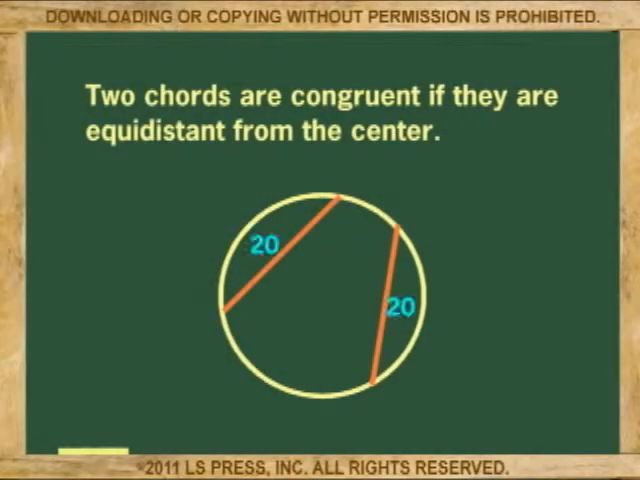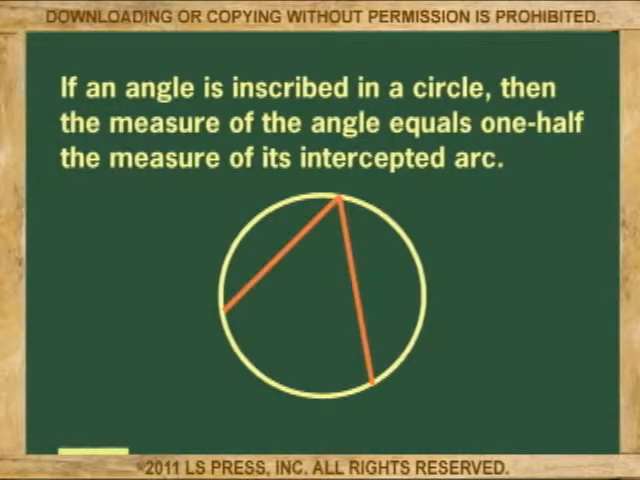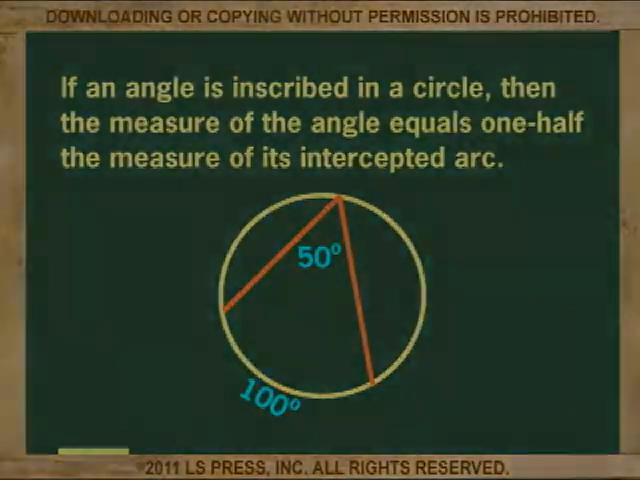Two chords are congruent if they are equidistant from the center. If an angle is inscribed in a circle, then the measure of the angle equals 1/2 the measure of its intercepted arc.